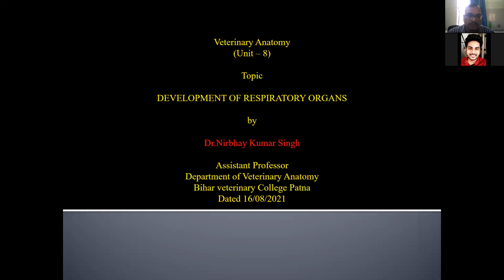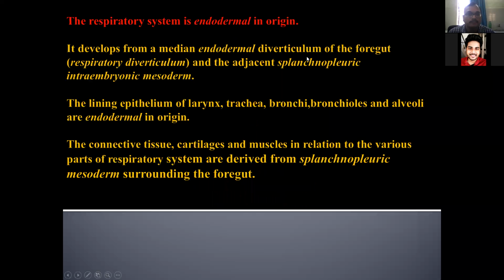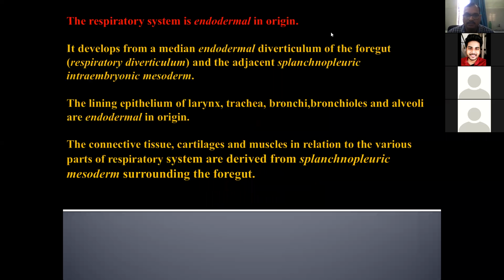So we are going to start with the new topic, development of respiratory organs. Now we have already discussed before, when we were discussing various organs developing from which germ layer, that the respiratory organs develop from the endoderm. So the entire respiratory system is endodermal in origin.